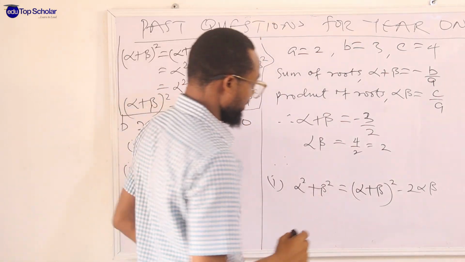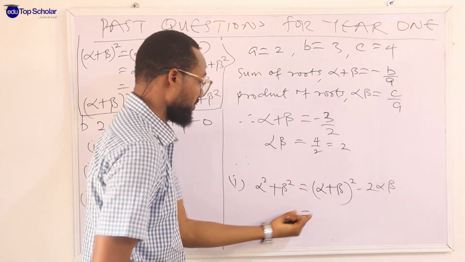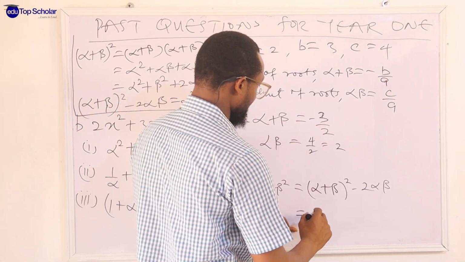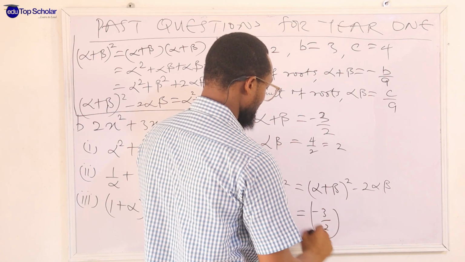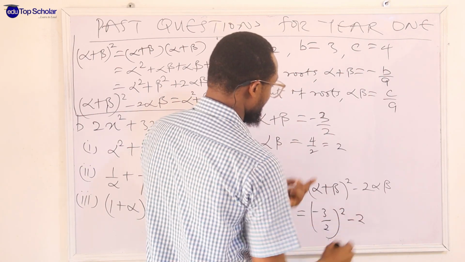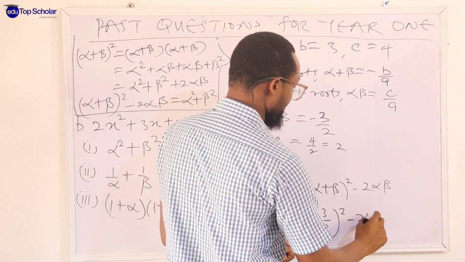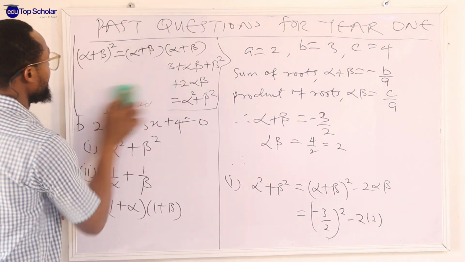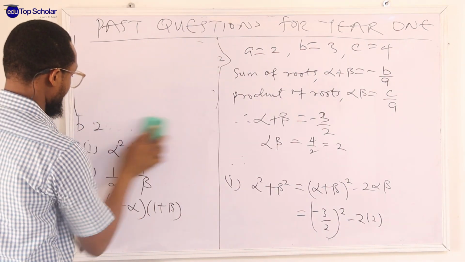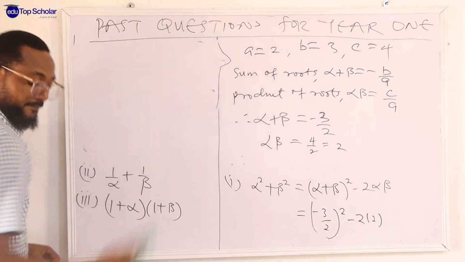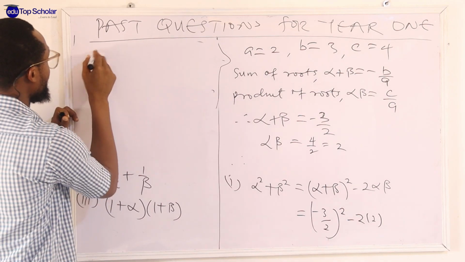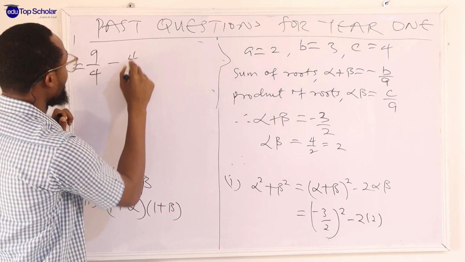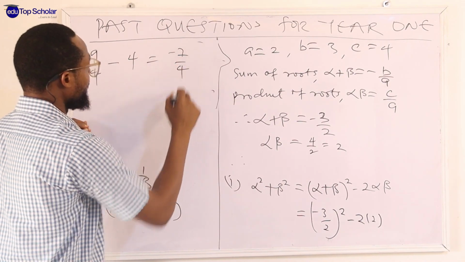Now, answering this question, what we needed to do here is to substitute these values. Our sum of roots alpha plus beta is given as minus 3 over 2 in this case. So we have minus 3 over 2 squared minus 2 multiplied by alpha beta, which is 2 multiplied by 2. So the rest is just arithmetic. So that gives us 9 over 4 minus 4. That will be minus 7 over 4.